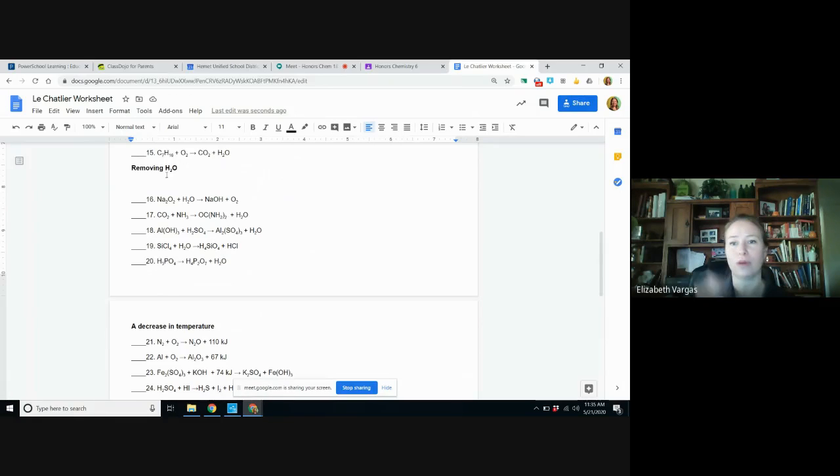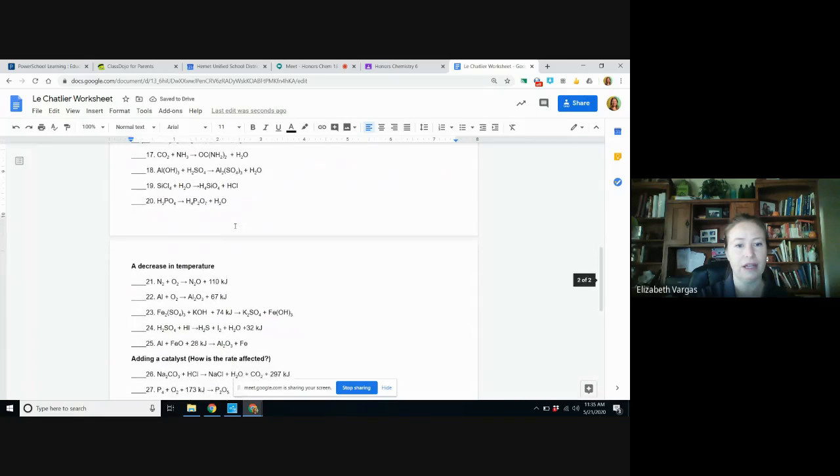Okay. And number 16, removing water. I'm taking away one of the reactants or products. So for 16, water's on the left-hand side. If I take water out, it wants to undo the stress of removing the water by making more water. That means it has to shift to the left. And I just noticed these are all single arrows. They're supposed to be double. I'll fix that. Okay, so if I remove water, it shifts to the left.